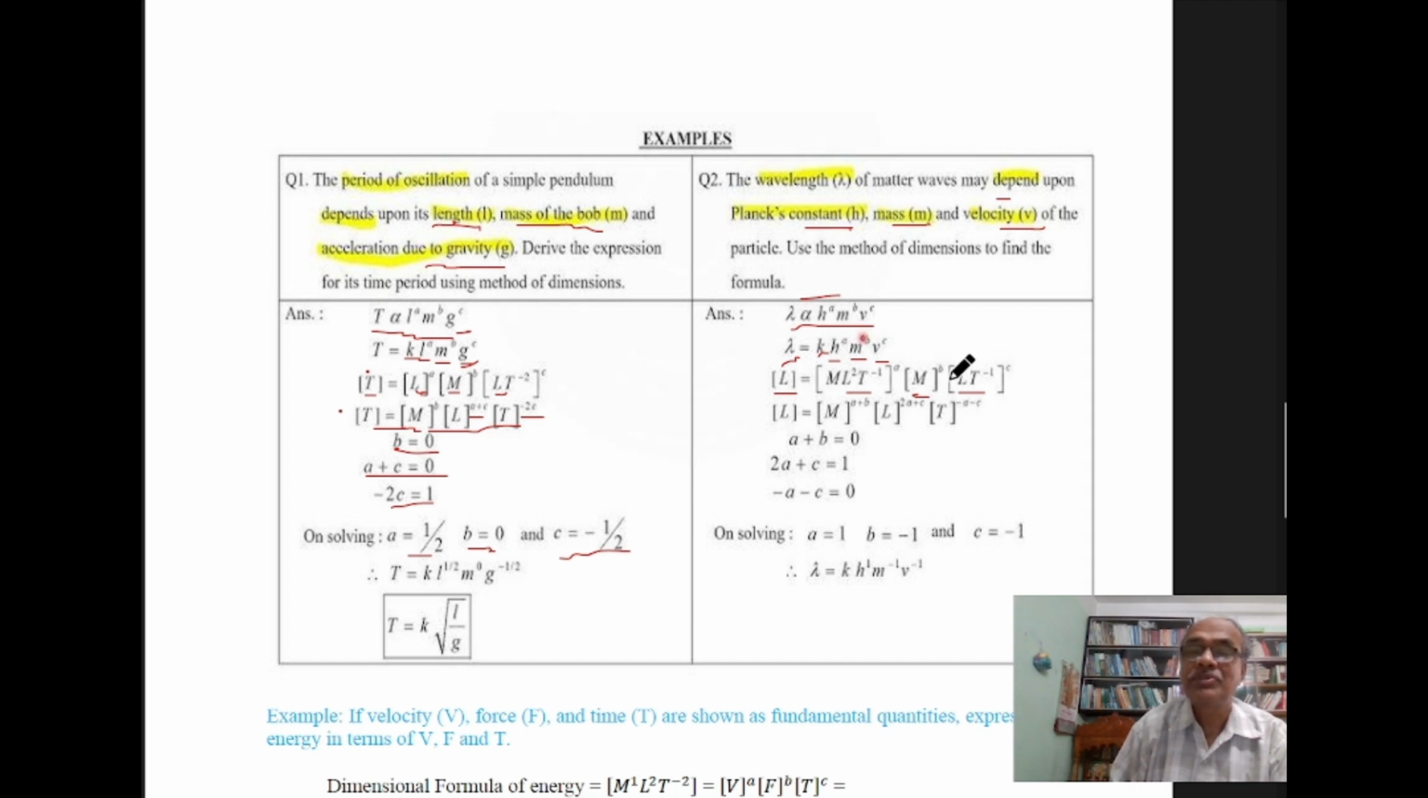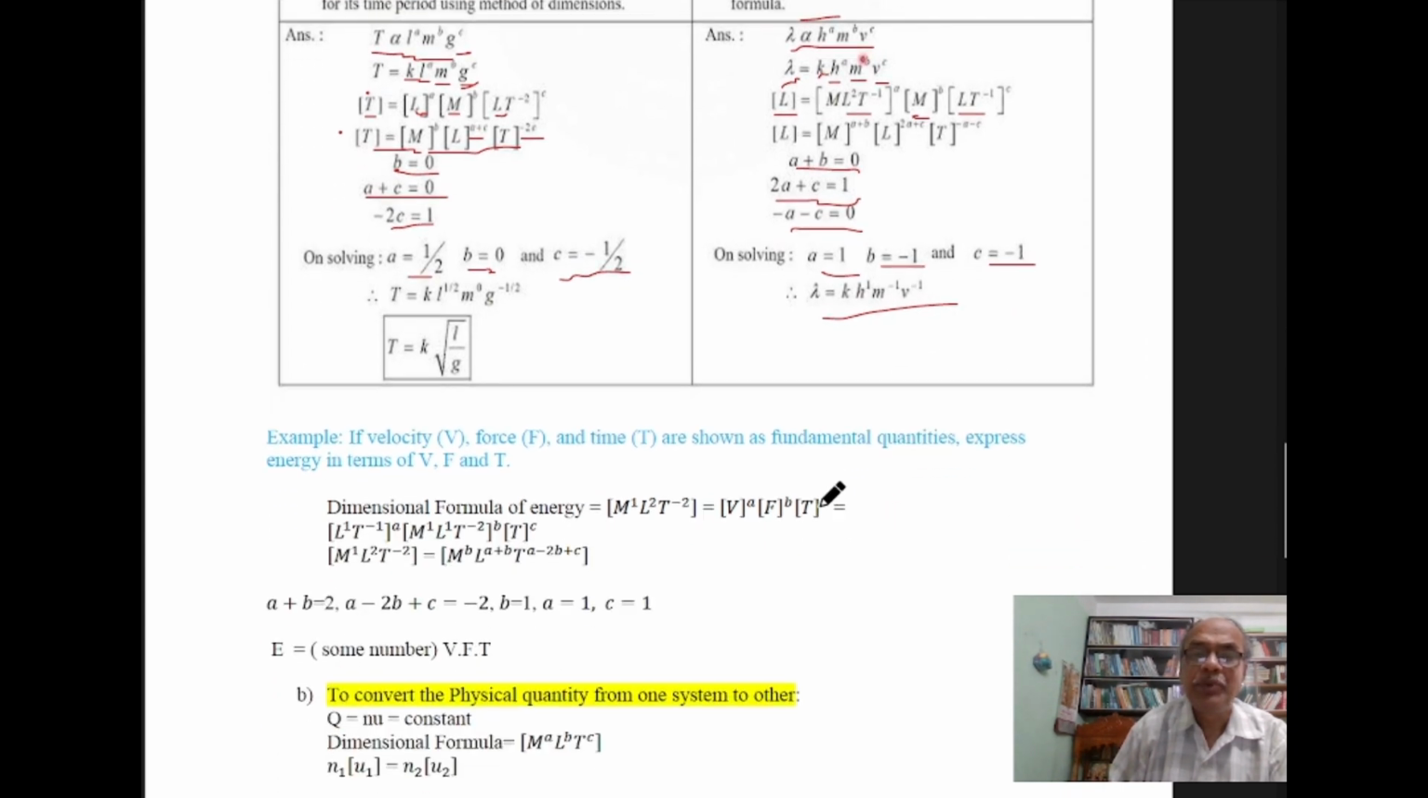Okay, and substitute. After solving this we get a plus b equal to 0. Both sides, 2a plus c equal to 1, minus a minus c equal to 0. And so again solving, we get the value of a equal to 1, b equal to minus 1, c equal to minus 1, and substitute.